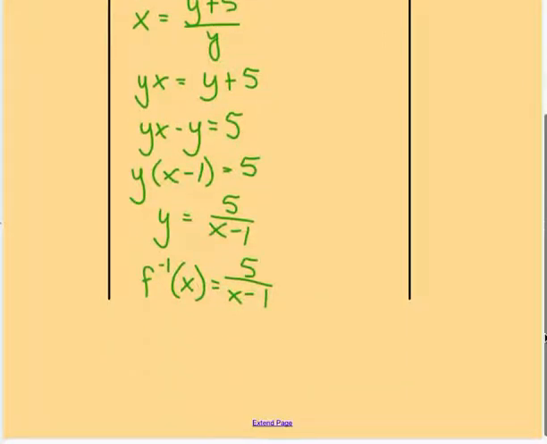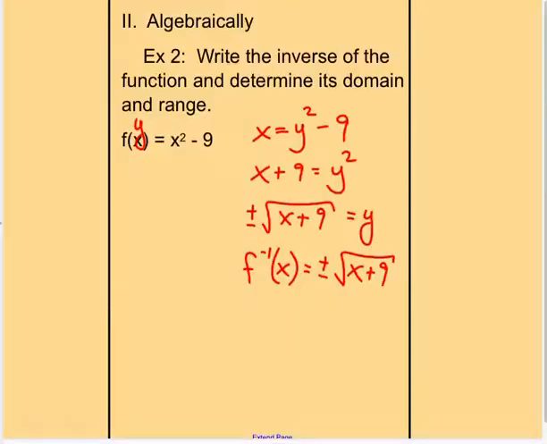And then on this one, the restricted domain would be where the denominator cannot equal 0. So x cannot equal 1, all real numbers. Jumping back here, domain and range for any quadratic would be all real numbers.